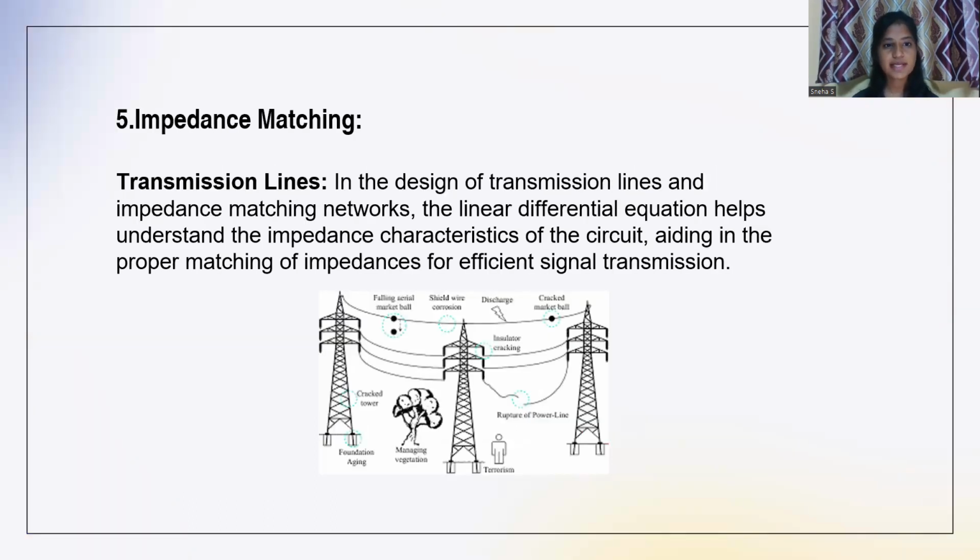The next one is transmission lines, which we can see in local area networks. Transmission lines help us to analyze impedance matching networks. It helps to understand the impedance characteristics of the circuit, aiding the proper matching of impedances for efficient signal transmission.